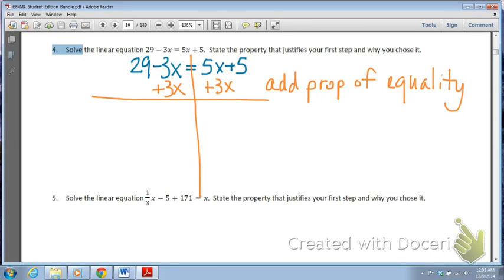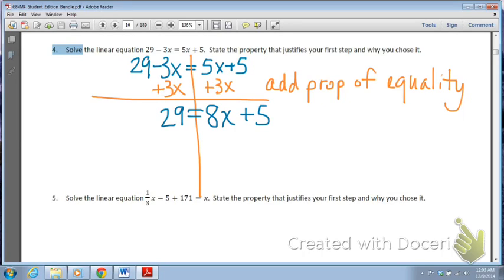Okay, so I used the addition property of equality because I'm working towards getting all the variables on one side of the equation, and this seemed the most straightforward way to do it. So I would be left with 29 minus 3x plus 3x, which just gives me 0x there. So I have 29 is equal to 5x plus 3x, which is 5 plus 3 times x, or 8x, plus 5.